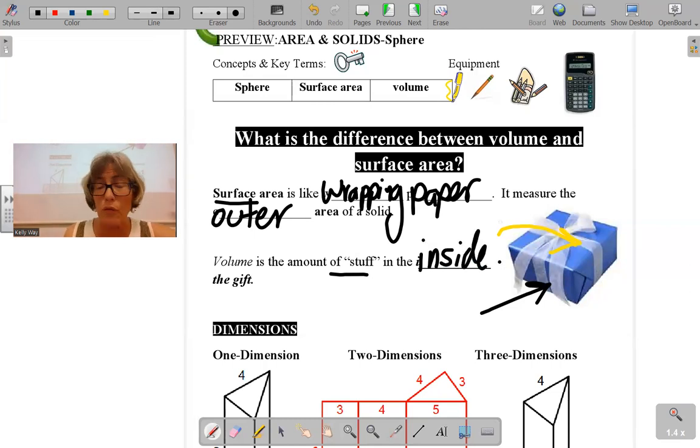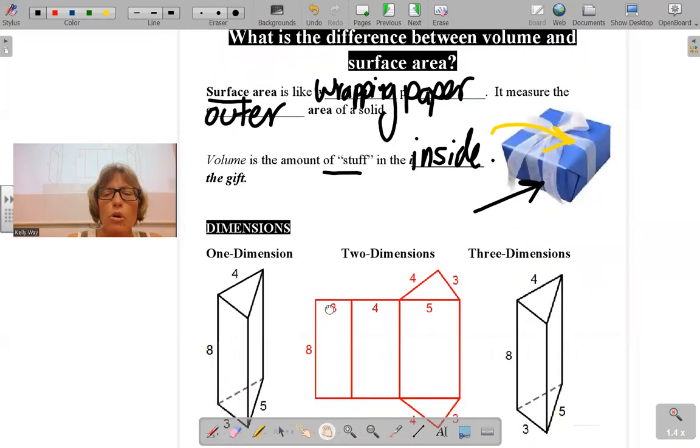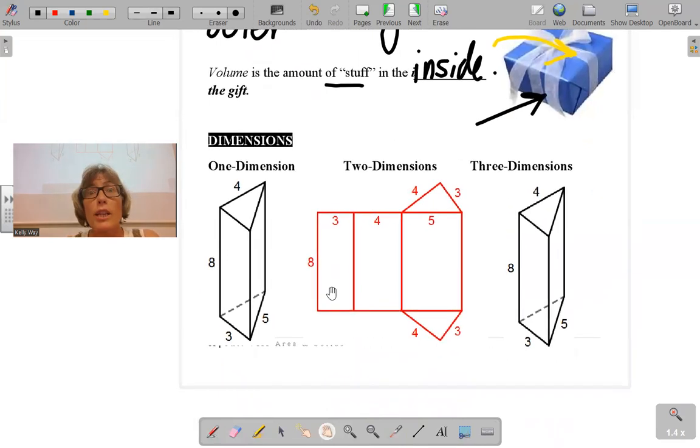We're not going to study surface area in detail. You just need to know it as a concept, but you do need to know something called a net. A net is if I take a solid and I unwrap its wrapping paper. What would it look like?